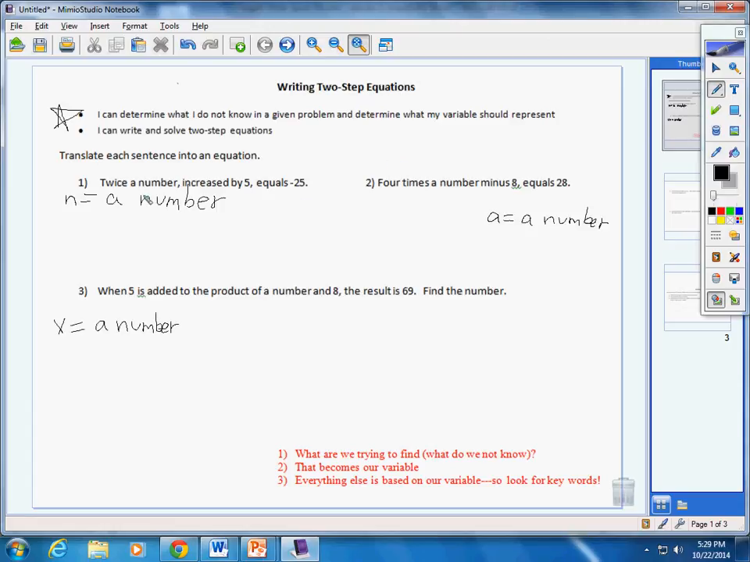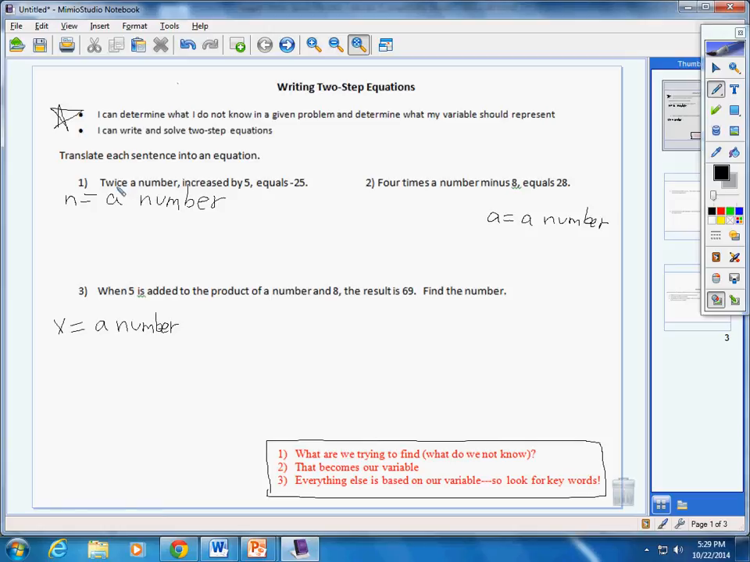So here we are, number 1. It says twice a number increased by 5 equals negative 25. Well, before we even start, I kind of gave you a 3-step help corner down here, something to look at. 3 steps that you should consider when you're reading a given problem and you're wondering, how in the world do I solve that? Okay, the first one is, what are we trying to find? Or what do we not know?